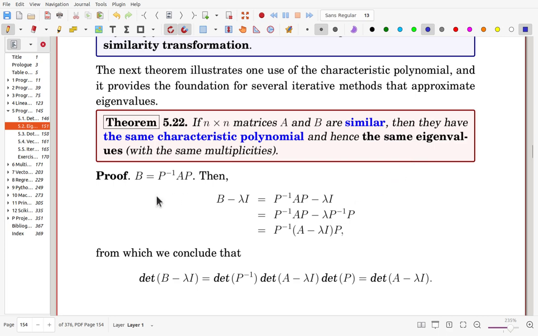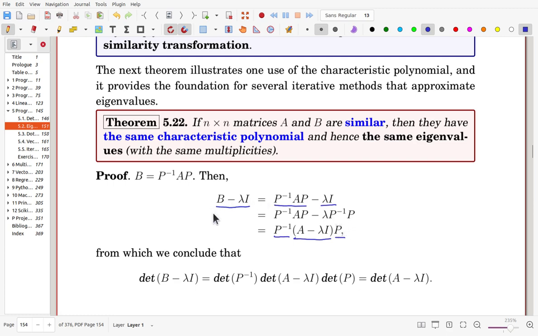Let's prove that. B is similar to A, so B is P inverse A P. Then B minus lambda I can be written here. For this I, we use P inverse P. Then we factor P inverse out, with P to the right. So we reach P inverse, A minus lambda I, and P.